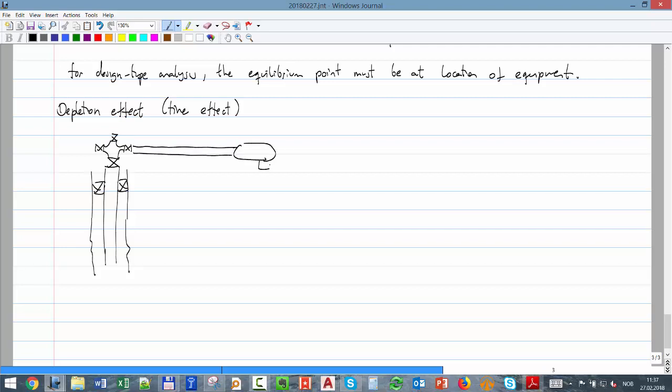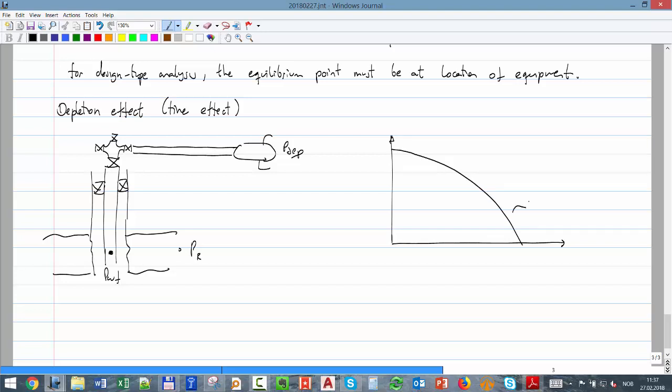Put the separator here. And here we have P reservoir. Okay, and I'm going to choose my equilibrium point. Let's say there is no choke anything to make it simple. I'm going to take my equilibrium point at the bottom hole. Okay, and I'm going to plot the available curve. Okay, that we said this was the IPR, right? And the required curve, which, how is it going to look like? Just like that, right?